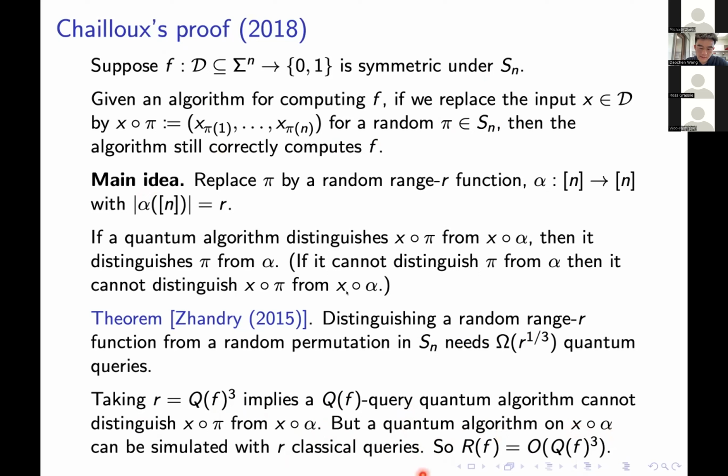I'll note that this argument doesn't talk about anything to do with time complexities, so what the randomized algorithm can do in terms of non-query operations, it can just brute force simulate whatever the quantum algorithm is doing. But the key point is that the number of queries the randomized algorithm performs is only at most a polynomial function of the number of queries the quantum algorithm performs. And this implies that R of F is at most order Q of F cubed. So that is Chailloux's proof.